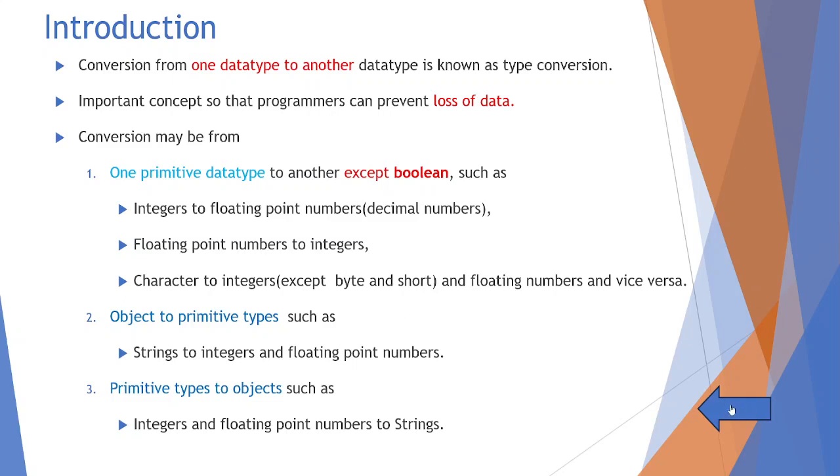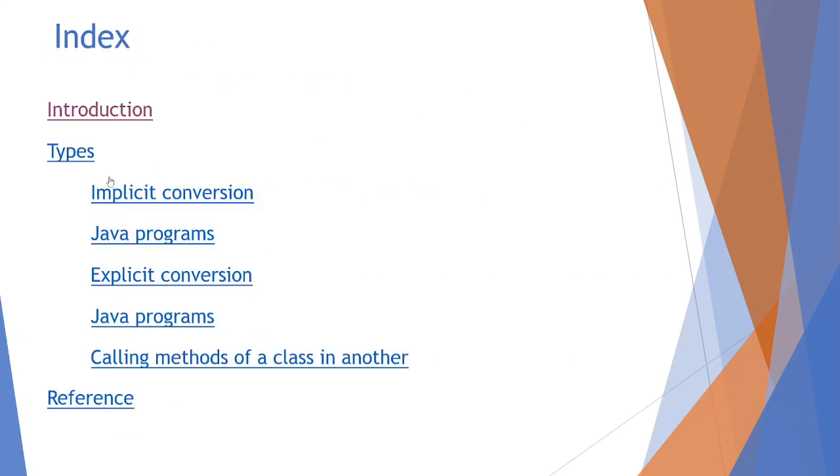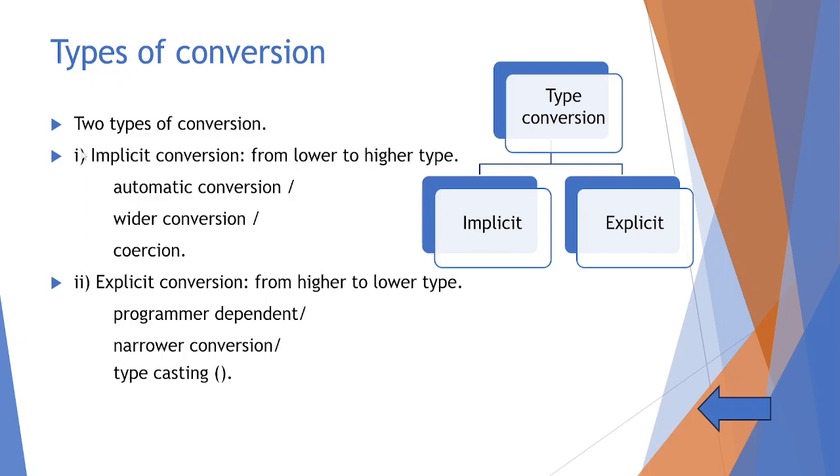Now, types. Two types are there. The first is implicit, the second is explicit. Implicit means from a lower data type to a higher data type. It is automatic, meaning the Java compiler does it for us. Lower to higher is known as widening conversion or coercion. The second one is explicit, from a higher to a lower type. It is programmer dependent.